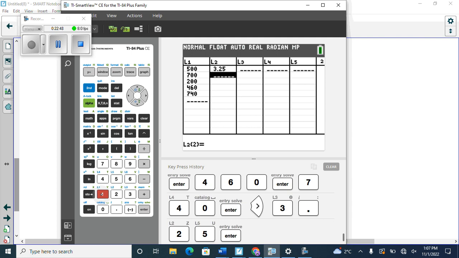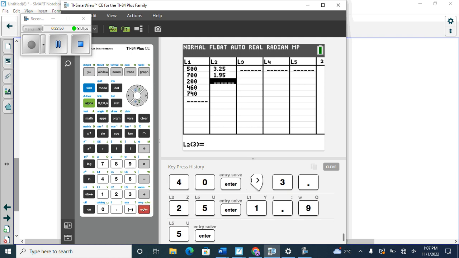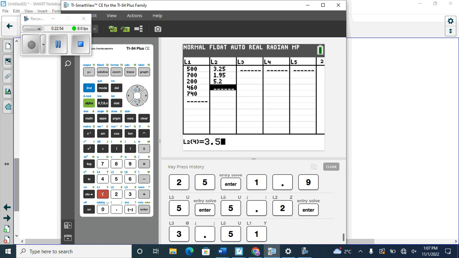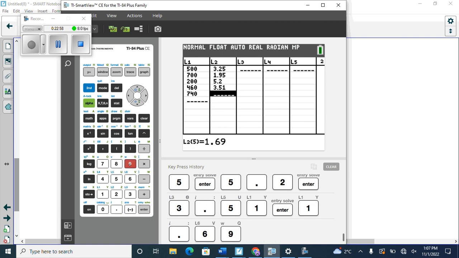And then 1.95, 5.2, and then 3.51, and 1.69. With mine, I have to hit enter so that it shows up. So I have my list 1, and I have my list 2. We agree? Okay. I want to calculate our linear regression.